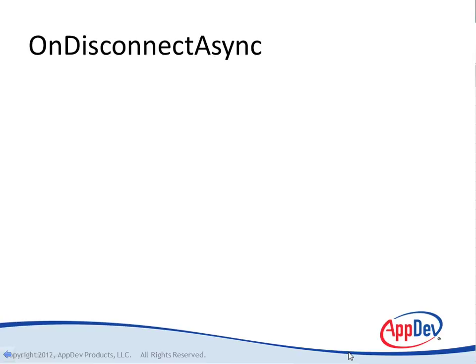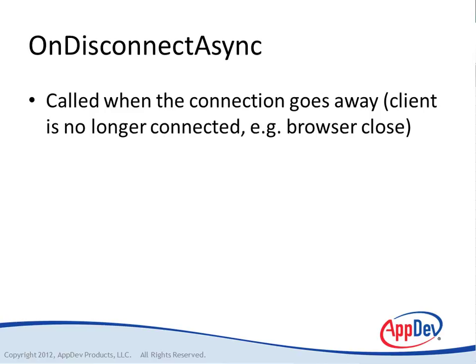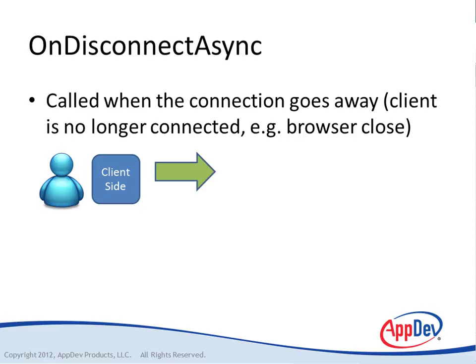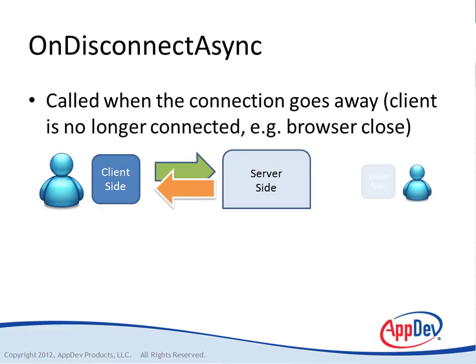The next task we're going to talk about is the onDisconnect async task. This is called when a connection goes away. Basically the client is no longer connected, like a browser closing or what have you. So here we have our user with their client side making a request to the server and then back, so it's being happy, and then we have another user also doing the same thing, receiving broadcast messages from their connection, and we have a third user also receiving broadcast messages from the server.